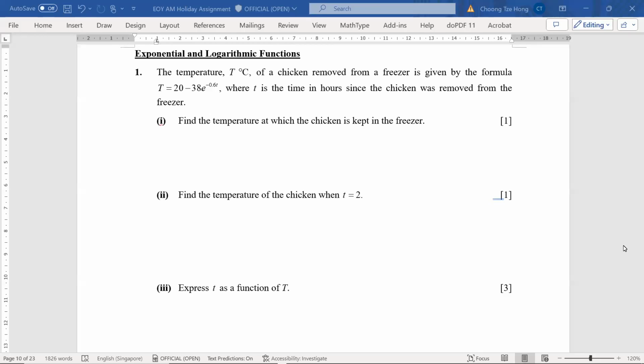Hi students, in this video I'll be going through the 2013 O-Level Paper 1 question 8. It's an application question related to exponential functions. Let's start by reading the question.